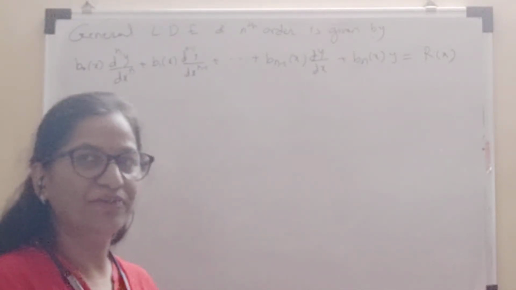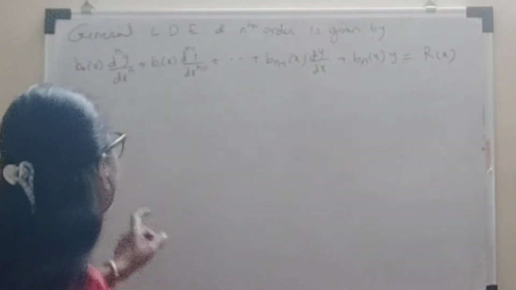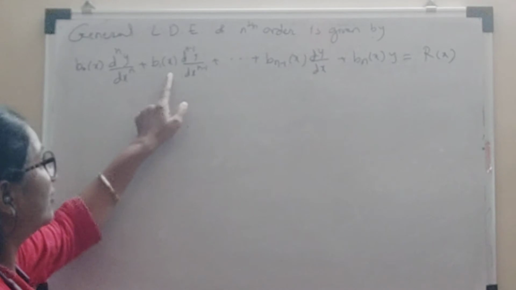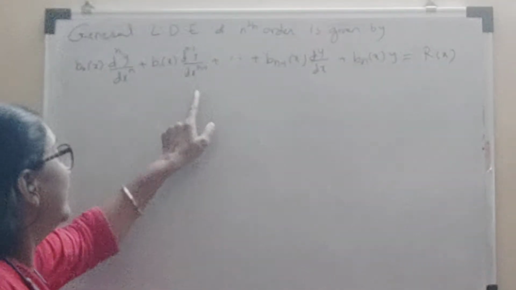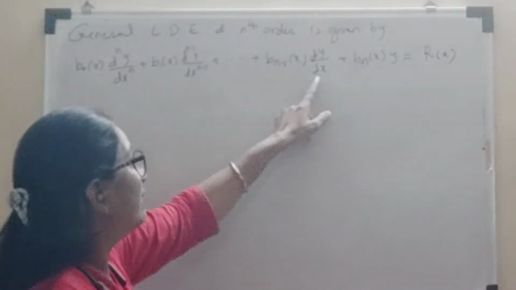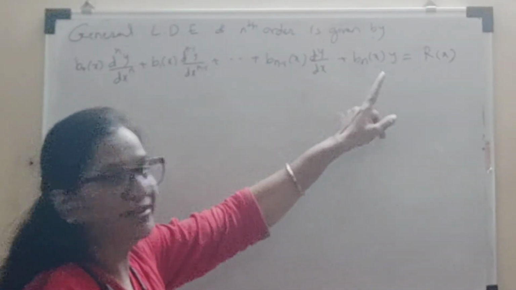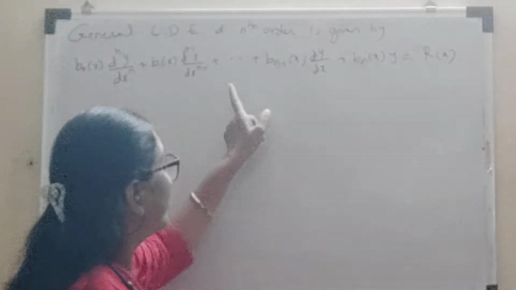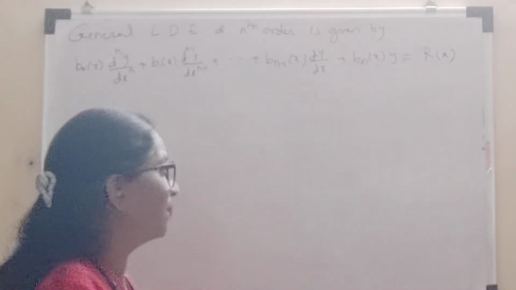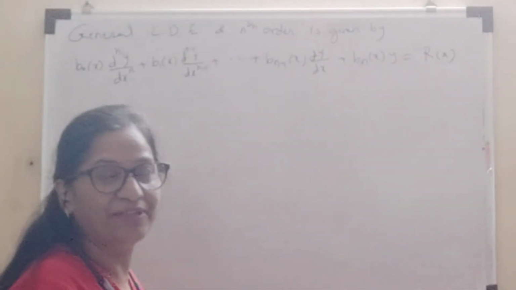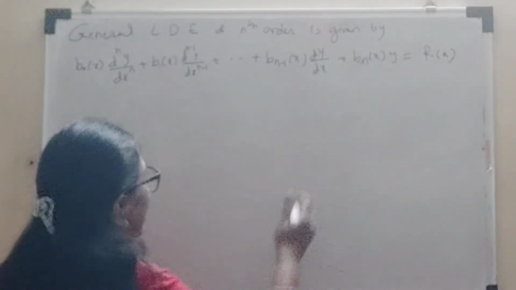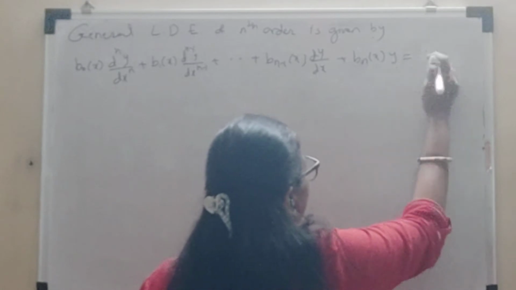A linear differential equation of nth order is given by b0(x) d^n y/dx^n + b1(x) d^(n-1) y/dx^(n-1) + and so on + b(n-1) dy/dx + bn(x) y = r(x). Now this general linear differential equation is said to be homogeneous if r(x) = 0. So we consider a general linear differential equation that is homogeneous also, so I'll make r(x) equal to 0.